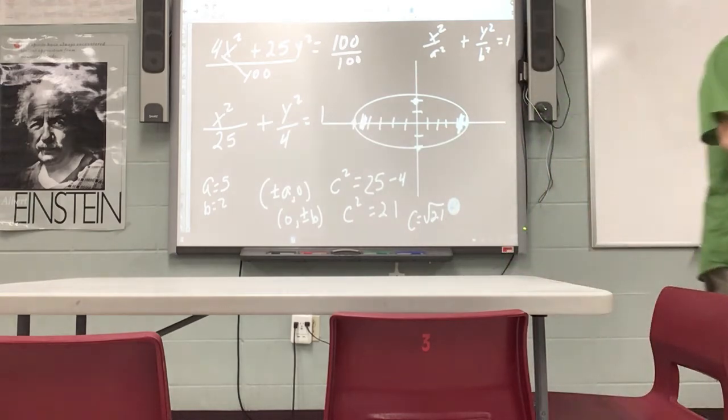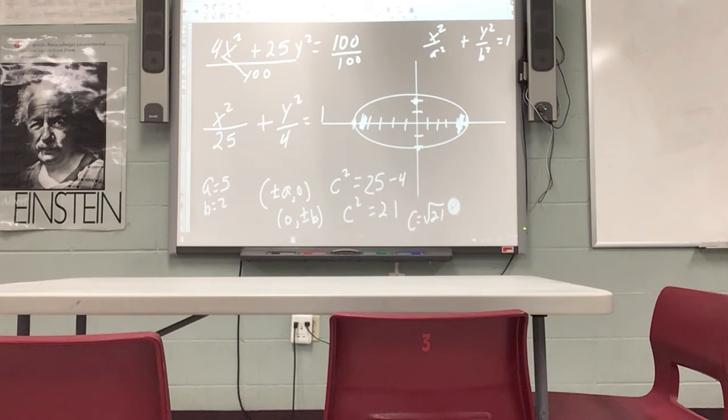Now, honestly, I don't really know what the foci is used for, because we didn't need it to draw that ellipse. And this is the first book that I've ever used that even discussed foci for an ellipse. The book I used previous years did not. So we just put those foci on like 4.58-ish.